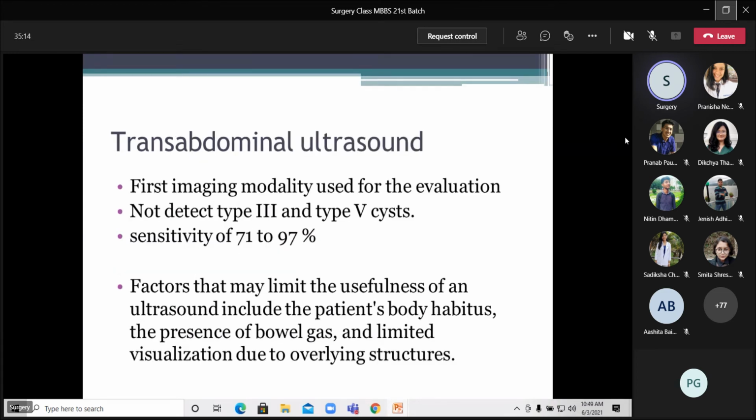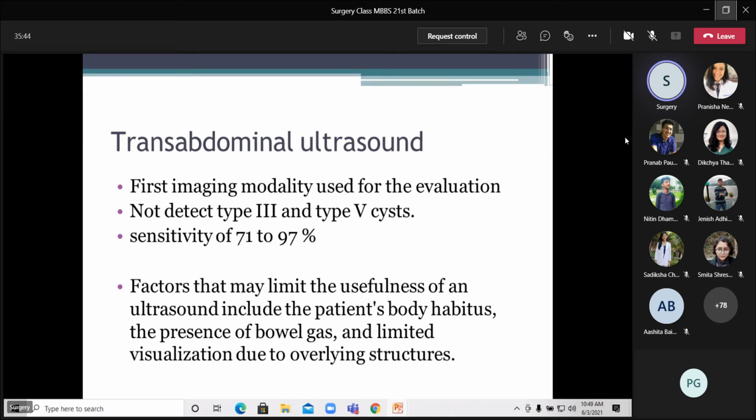Transabdominal ultrasound sensitivity is 71 to 97%. It may not detect type 3, that is choledochocele, and type 5. Type 5 is Caroli's disease, where there are multiple small dilatations of the intrahepatic biliary radicles, which, if less than 1 centimeter or less than 5 millimeter, the CT may miss. So it can miss it.